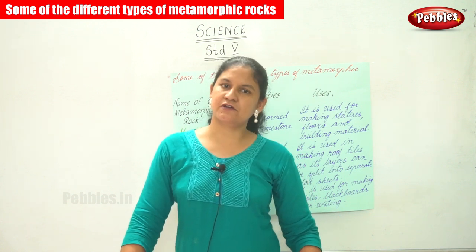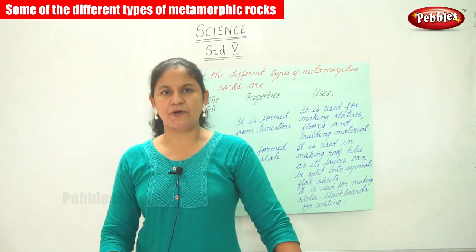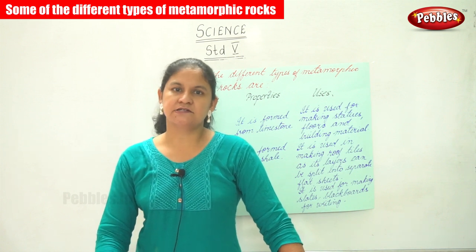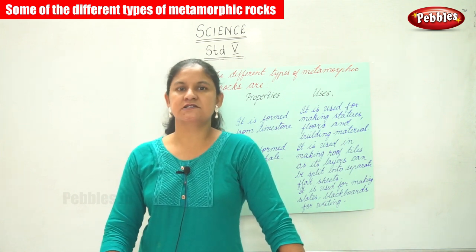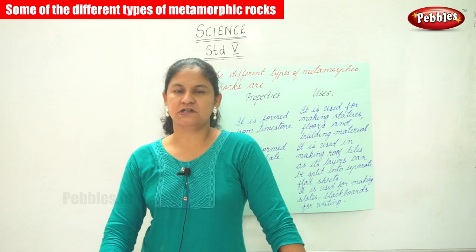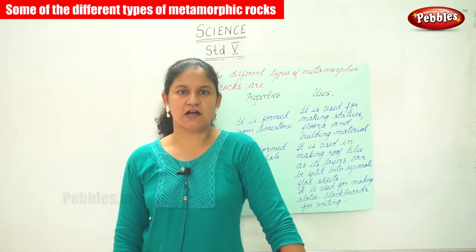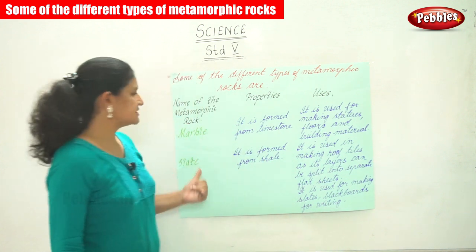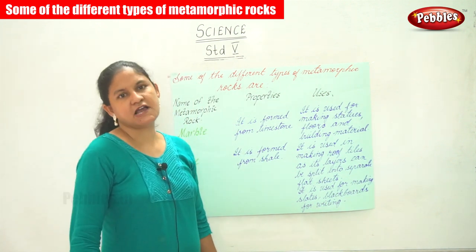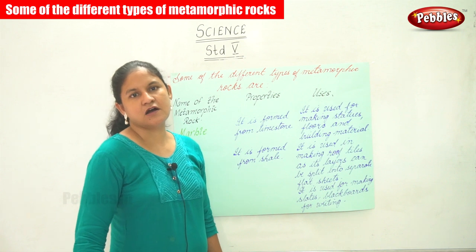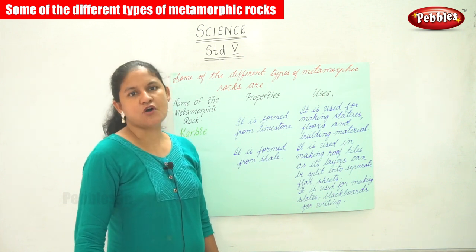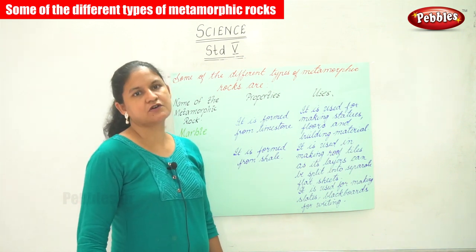Metamorphic rocks are more compact and dense, and they are the least common of all the three types of rocks. Examples of metamorphic rocks are marble, slate, quartzite and gneiss.